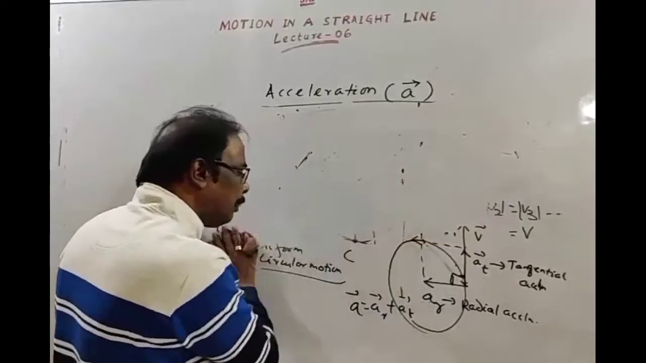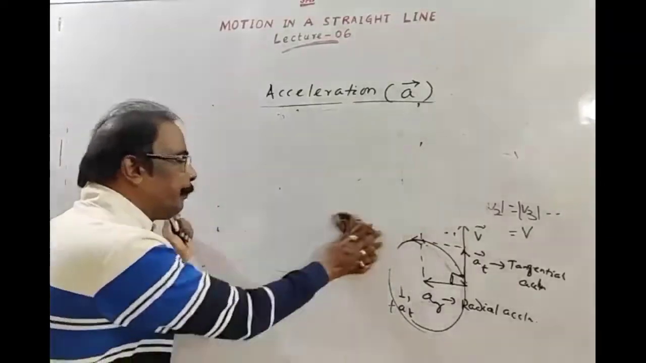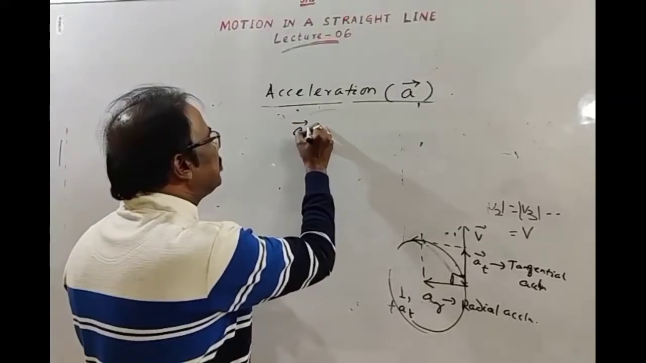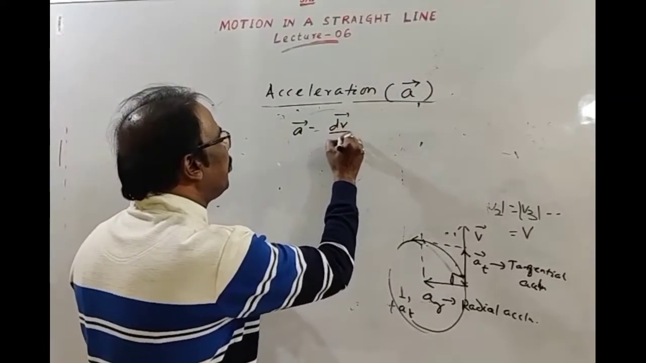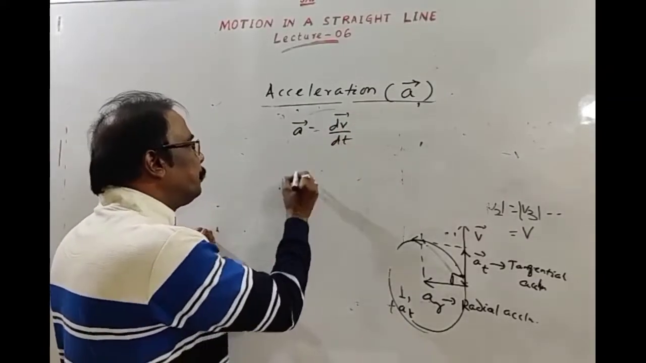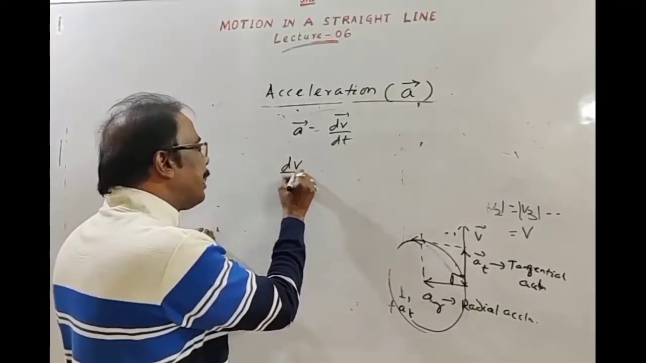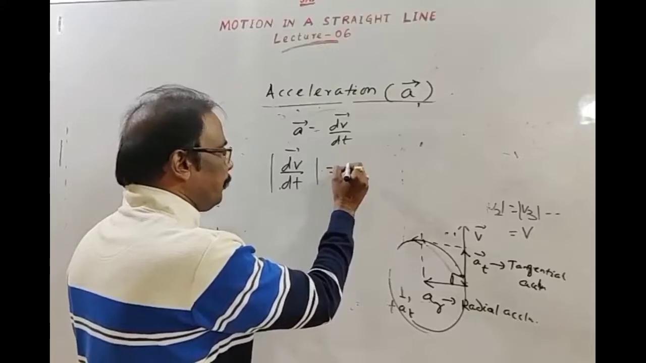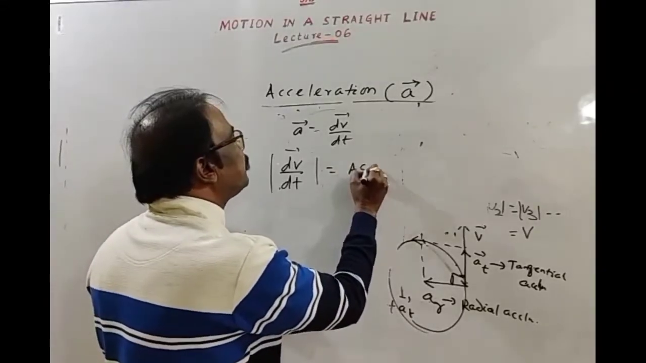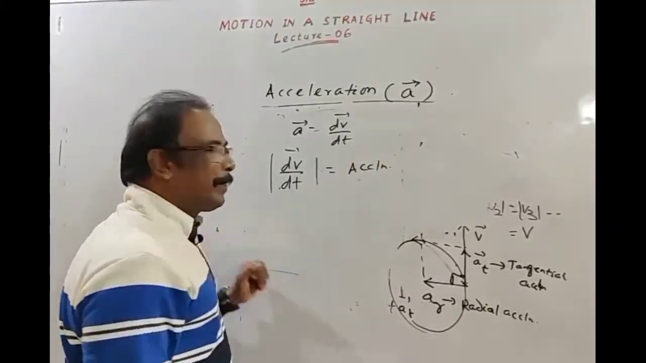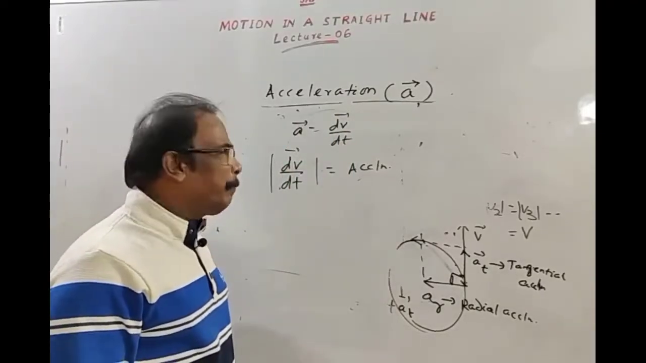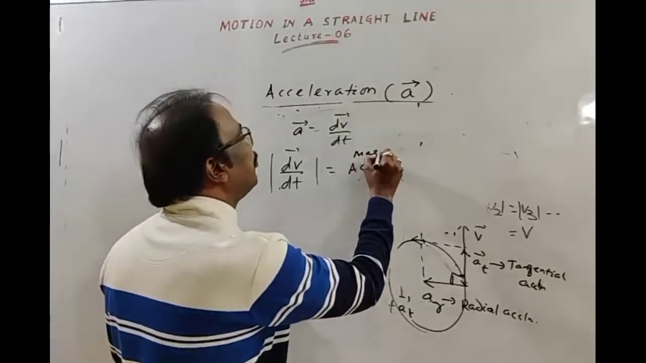Then some other discussions related to this type of motion. See, acceleration is defined as rate of change of velocity. So, if I write magnitude of dv by dt, it equals the magnitude of acceleration. Okay, dv by dt is acceleration, magnitude of dv by dt is magnitude of acceleration.